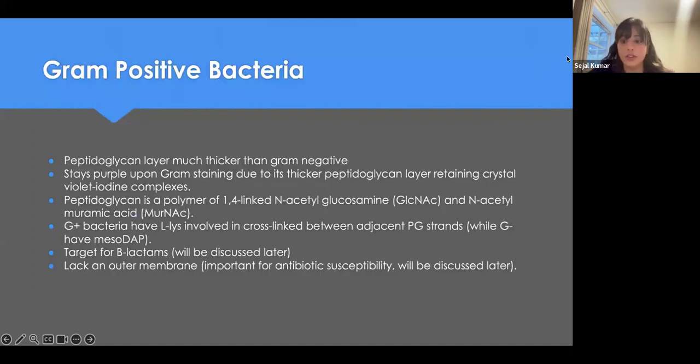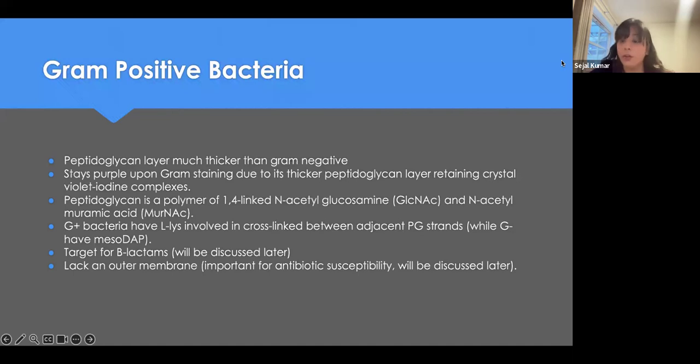Now I'm just going to go over gram positive and gram negative bacteria separately in a little bit more detail. So as I said before, gram positive bacteria have a much thicker peptidoglycan cell wall layer. There's also a difference in gram staining. When you do gram staining, gram-positive bacteria stay purple because of the thicker layer, and they're able to retain the violet iodine complexes, whereas gram-negative bacteria aren't, because their peptidoglycan cell wall is thinner.